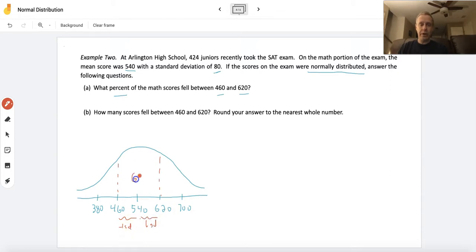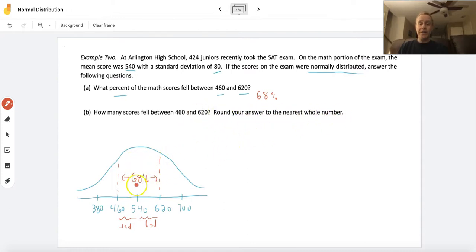And we saw that the percent of our data that lies on this interval from one standard deviation below the mean to one standard deviation above the mean is 68%. And so that is our answer to part A. And now for part B: how many actual scores fell between 460 and 620? We're told to round our answer to the nearest whole number.